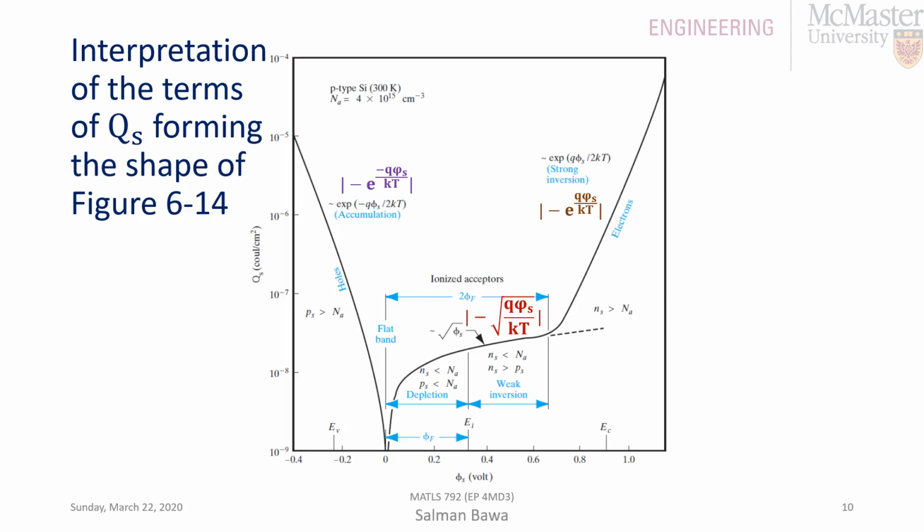Such that the negative exponential surface potential phi s, the purple term, is responsible for the falling exponential on the left-hand side of the graph. The square root of the surface potential phi s, which is the red term, is responsible for the declining rise in the center of the graph. And the positive exponential surface potential phi s, the brown term, is responsible for the rapidly rising exponential on the right-hand side of the graph.